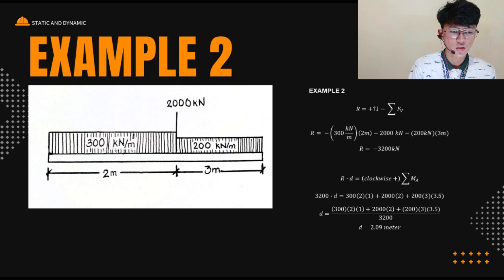So, para makuha yung D, i-derive lang ulit natin. So, D equals 300 times 2 times 1 plus 2,000 times 2 plus 200 times 3 times 3.5 all over 3,200. So, kapag kinalculate natin ito, ang lalabas na ating distance is 2.09 meters.